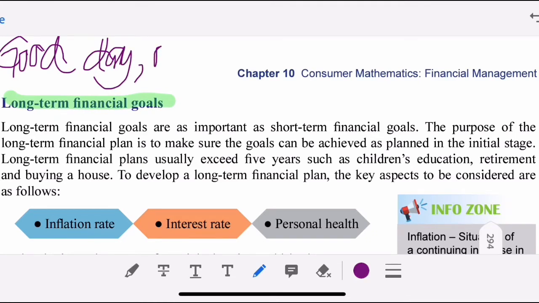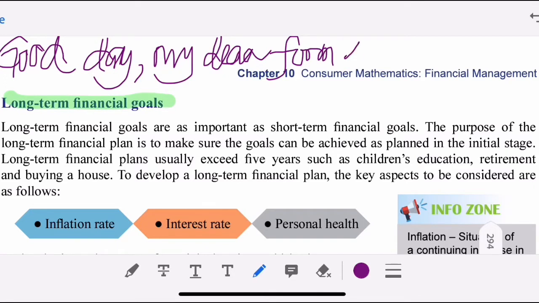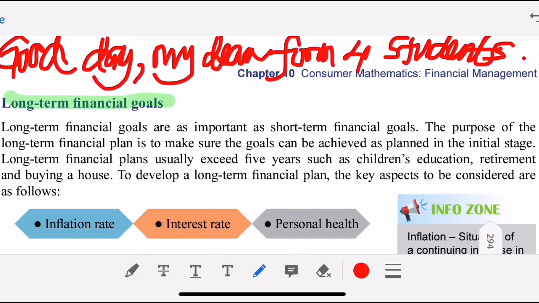Now we are still in Chapter 10, Consumer Mathematics, Financial Management. So today we will talk about long-term financial goals. Long-term financial goals are as important as short-term financial goals. Now, the purpose of the long-term financial plan is to make sure the goals can be achieved as planned in the initial stage.